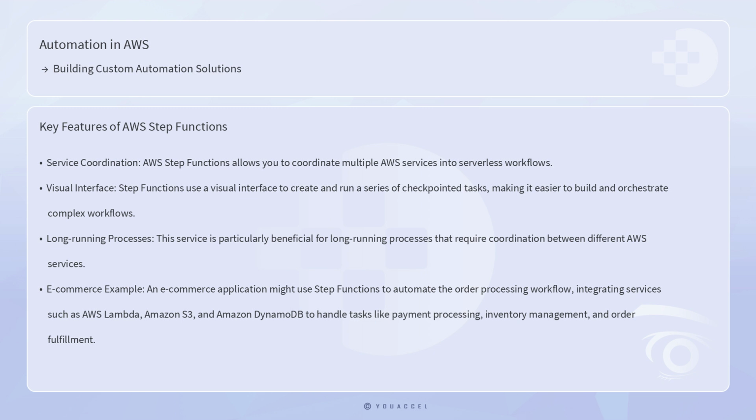Another crucial service for automation is AWS Step Functions, which allows you to coordinate multiple AWS services into serverless workflows. Step Functions use a visual interface to create and run a series of checkpointed tasks, making it easier to build and orchestrate complex workflows. This service is particularly beneficial for long-running processes that require coordination between different AWS services. For instance, an e-commerce application might use Step Functions to automate the order processing workflow, integrating services such as AWS Lambda, Amazon S3, and Amazon DynamoDB to handle tasks like payment processing, inventory management, and order fulfillment.